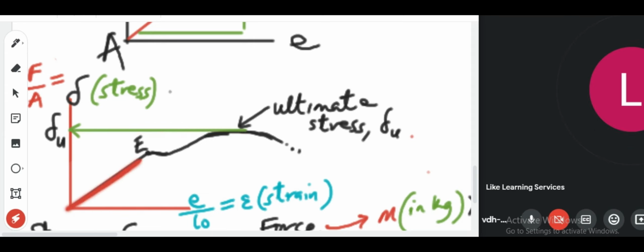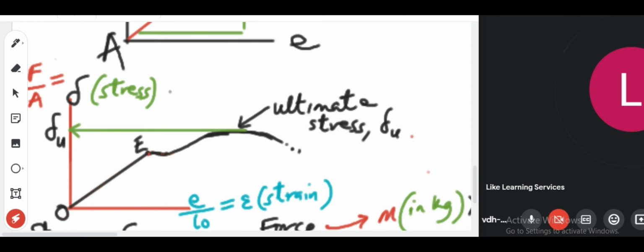Remember, during the elastic region, it obeys Hooke's law, so the graph is a straight line that passes through the origin. Within this region, which I can call O to E, if the load is removed, it will return to its original length.